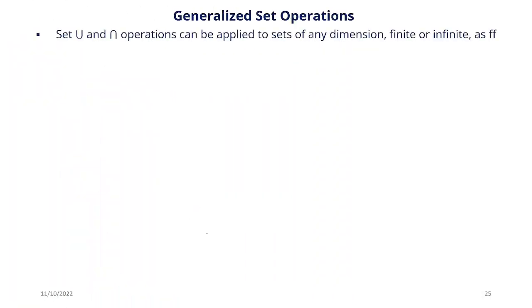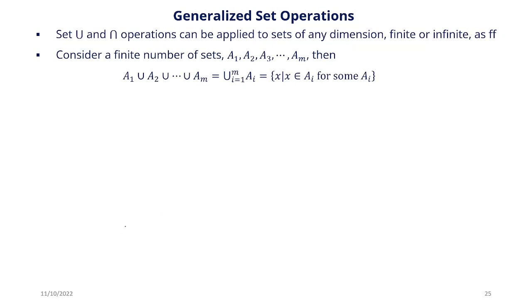Let's look at generalized set operations. Set union and intersection operations can be applied to sets of any dimension, whether finite or infinite, as follows. Consider a finite number of sets A1 to Am, then A1 union A2 union up to union Am. When you want to indicate unions of sets, you just say union. You can write everything out, and union again. So everything will be indicated by union, for i equal to 1 to m, Ai. Their equivalent is the set of all x such that x is in Ai for some Ai, whatever the i from 1 to m.